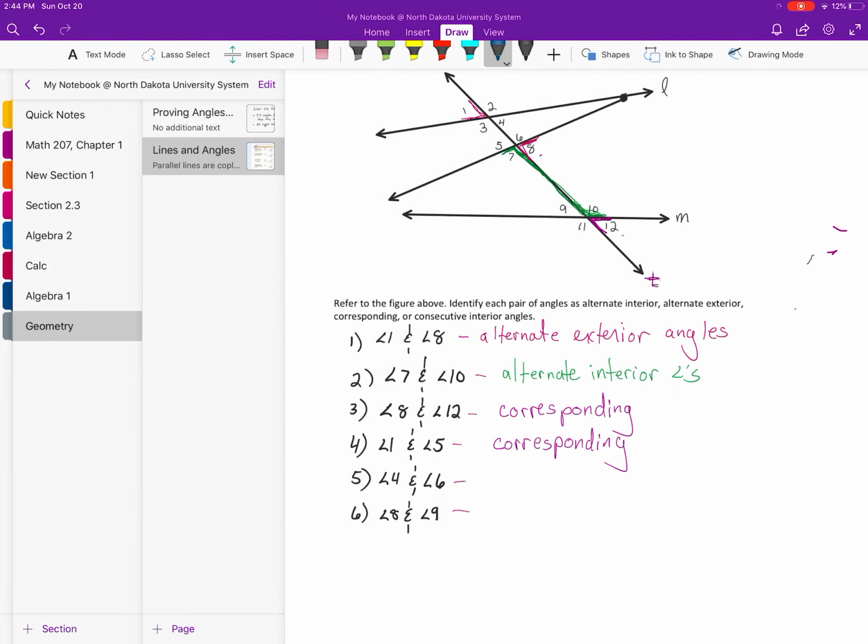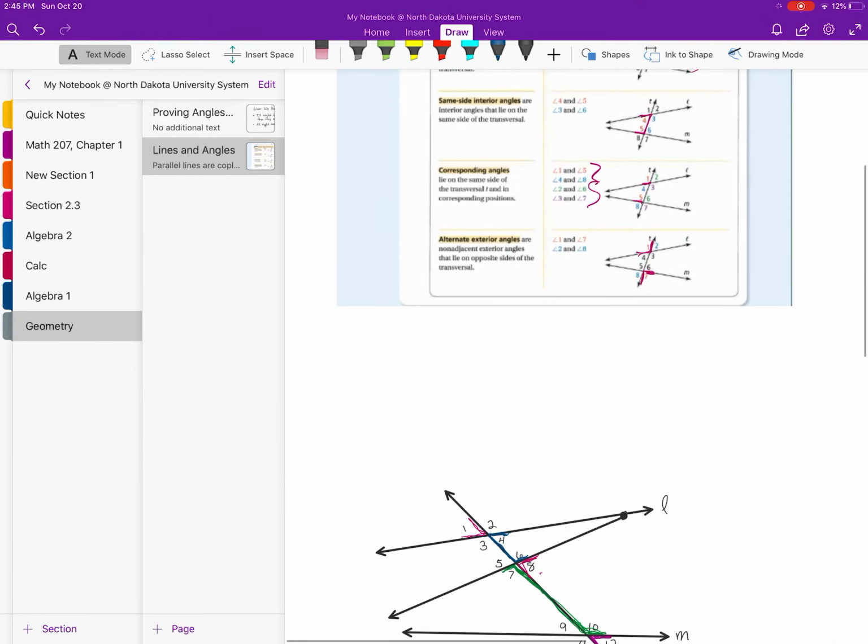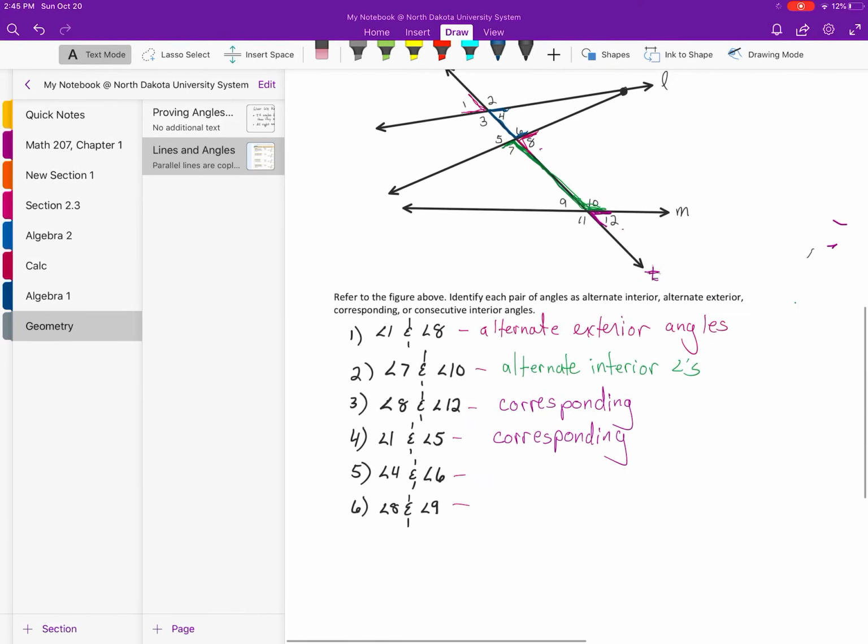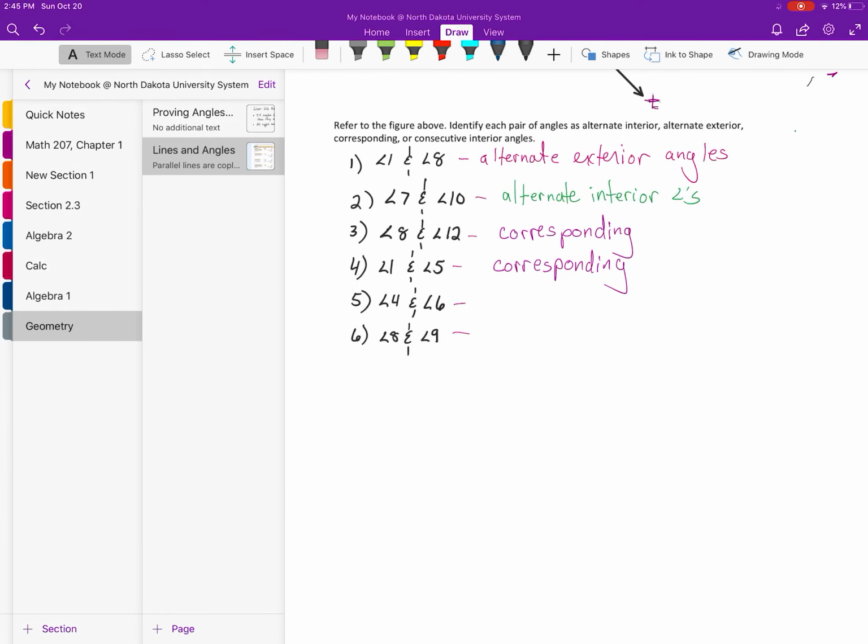And what about angles 4 and 6? These are probably the easiest to tell, right? Because they're on the same side of the transversal and they're right in a row. What is that going to be? We can call those adjacent or consecutive interior angles. I think your book uses same side interior angles, right? So consecutive or same side interior.